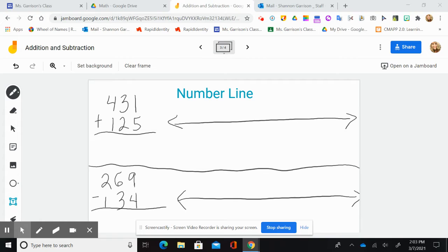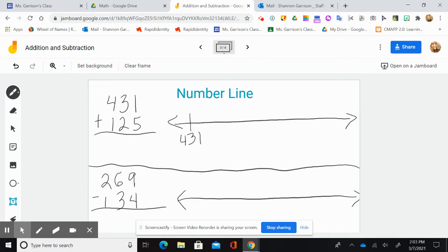We've talked a lot in class about how we start with the biggest number, even if you're doing subtraction or addition. So you're going to start with the biggest number, which is 431. If we're doing addition, you're going to want to put 431 on the left side because we want the numbers to get bigger as we add on the number line.